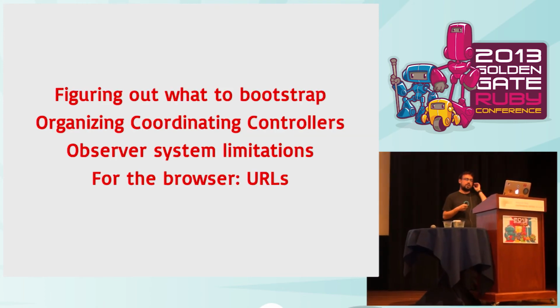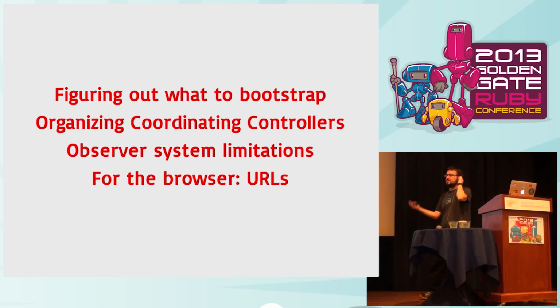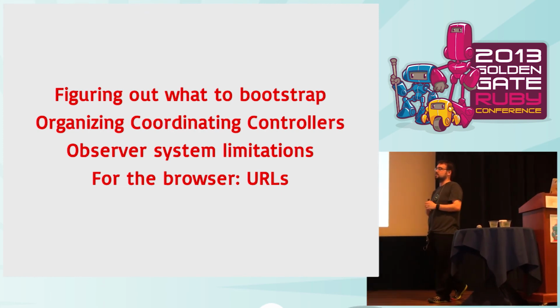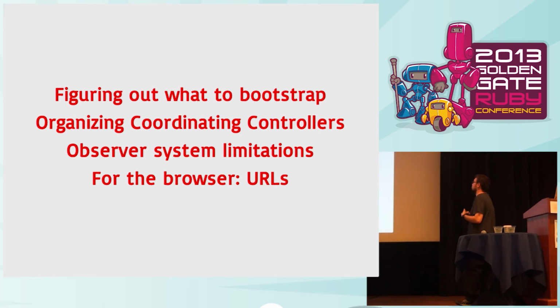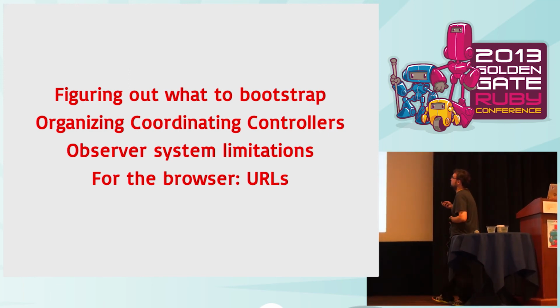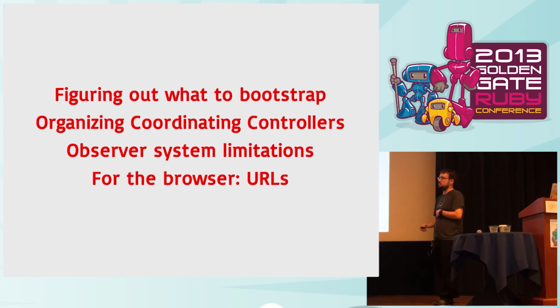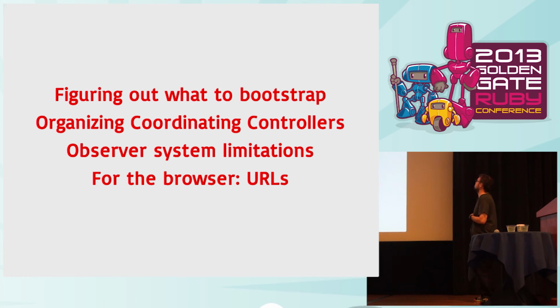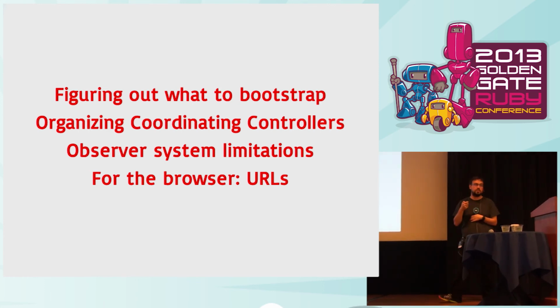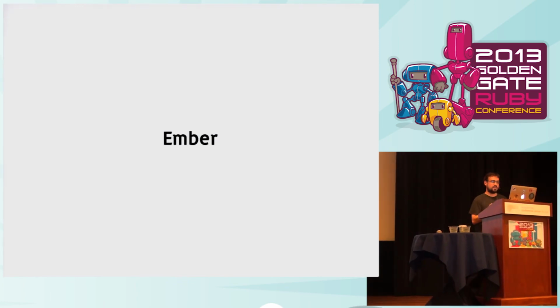There are a few problems here. I told you basically the answer of a good way to organize things in Cocoa, but there's a bit of an issue, which is that that's something you have to learn for yourself. There are limitations of the observer system that force you back into interfacing with the view directly from the controller, figuring out what you're supposed to bootstrap in the first place, and also URLs in the browser. I am running out of time fast.